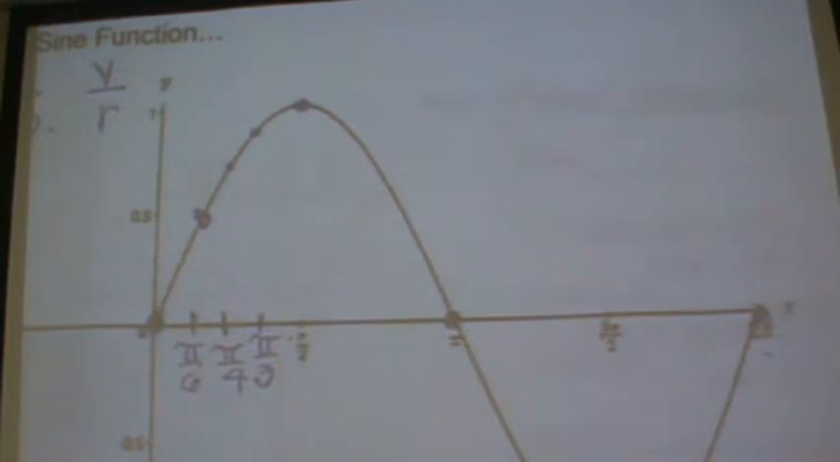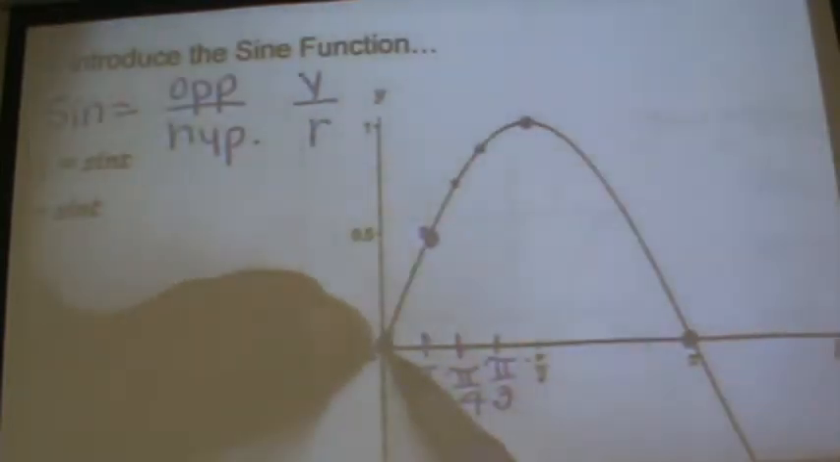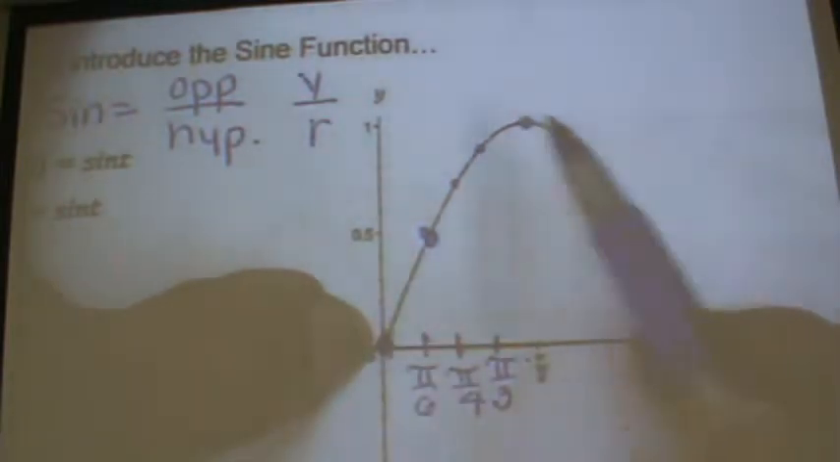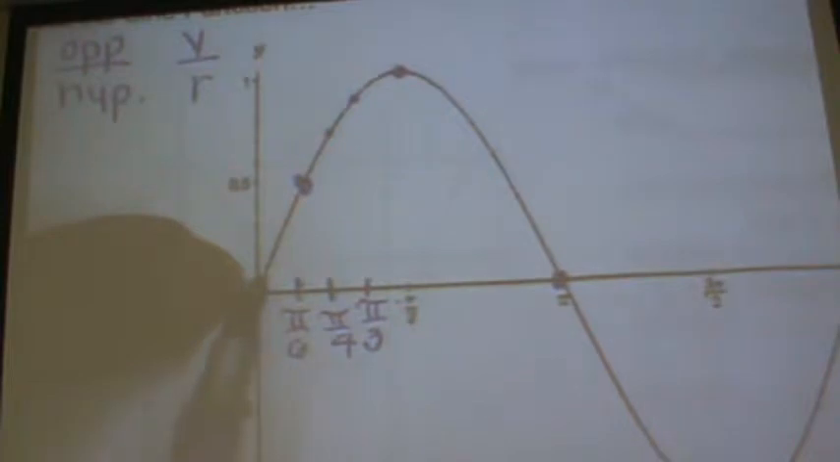So this is what the sine graph looks like. Now, I want you to remember it as on, above, on, below, on. So it starts here, it goes up, and it goes back to 0, back down to -1, back to 0.